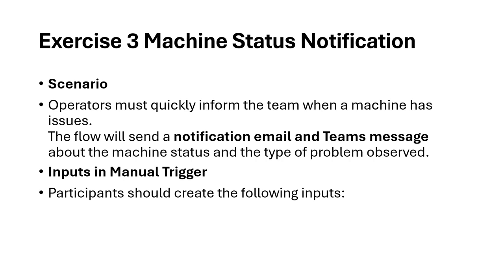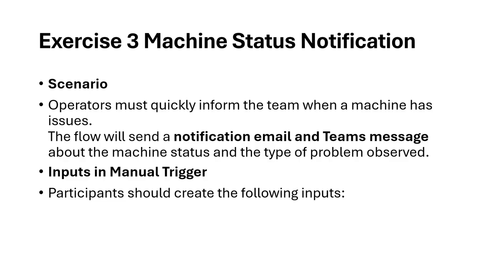Okay. So now the next one which you are going to try is: an operator must quickly inform a team when a machine has some issues. The flow should send a notification by email, or as of now go with the email, Teams message or email. Here it says "and", but I want to send either email or Teams message. Both can be done. We'll see that in the next part.